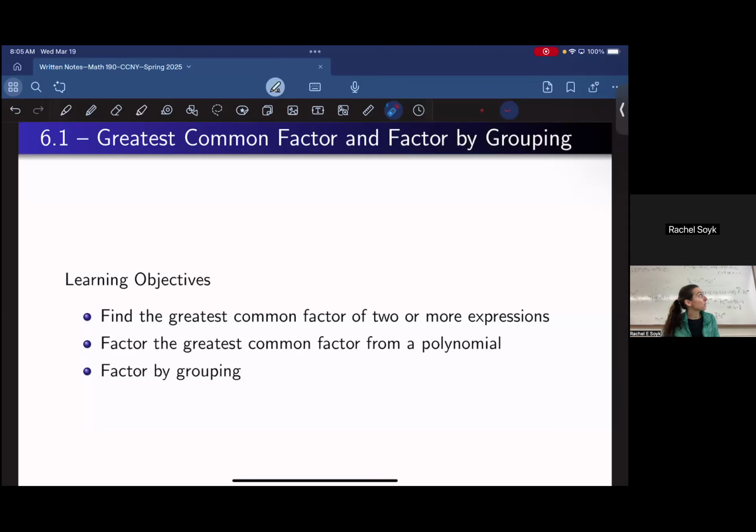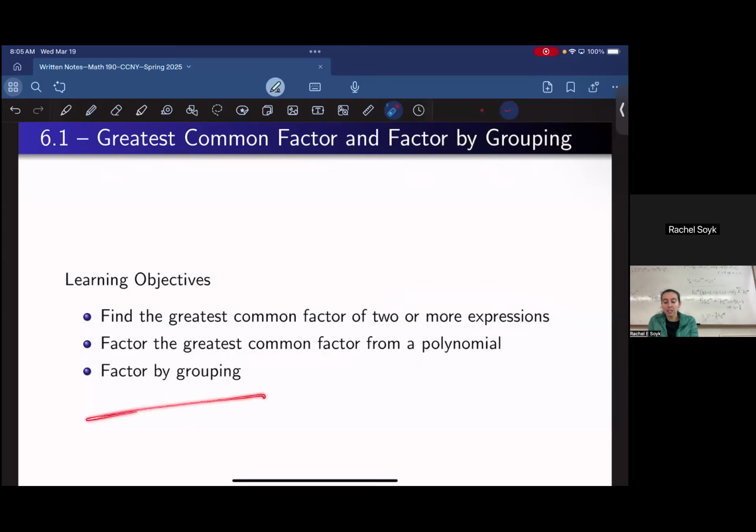So our section 6.1 is highlighting once again our greatest common factor and factor by grouping. Our learning objectives are being able to find the GCF of two or more expressions, and then also being able to factor out that greatest common factor from whether it's a monomial, binomial, trinomial, any polynomial.